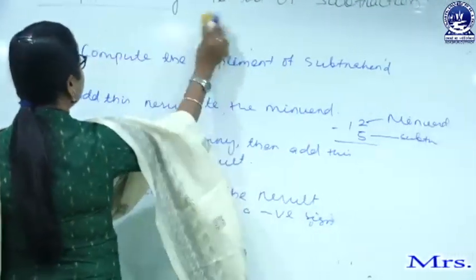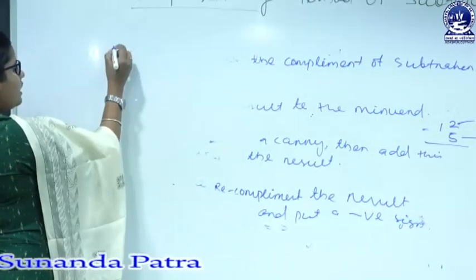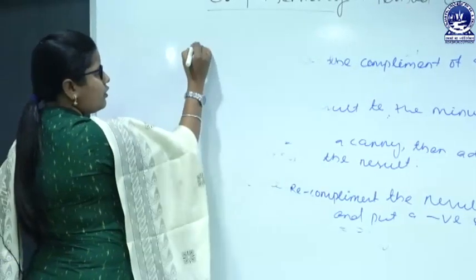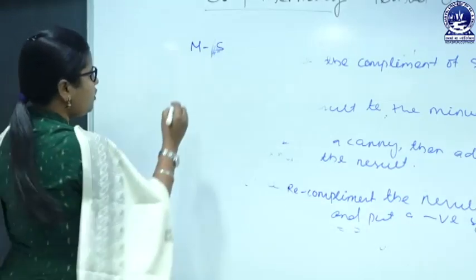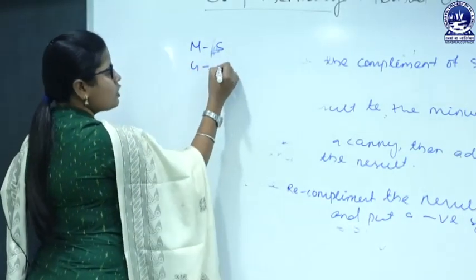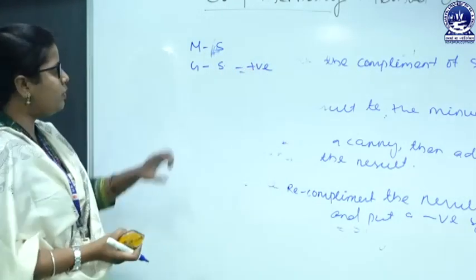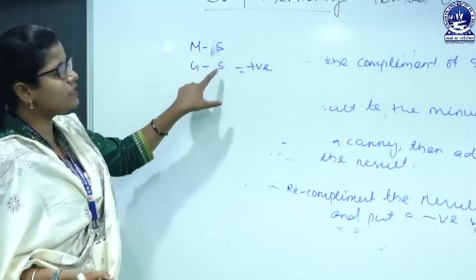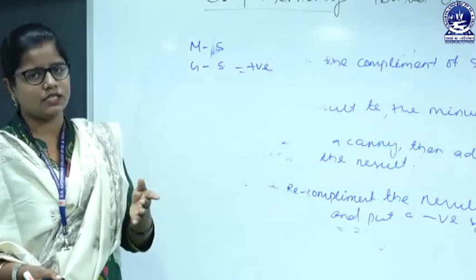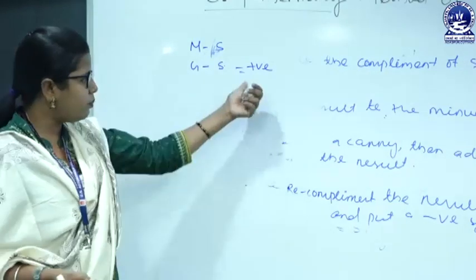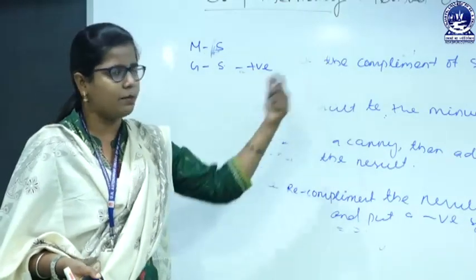Suppose there are actually two methods. There are actually two possibilities. Either we are doing minuend minus subtrahend. If the minuend is greatest and the subtrahend is smallest, then we will get a positive result. We have to subtract a smallest number from a largest number, so obviously the result will be positive. That is the case where we got a carry by adding the minuend with the complement.